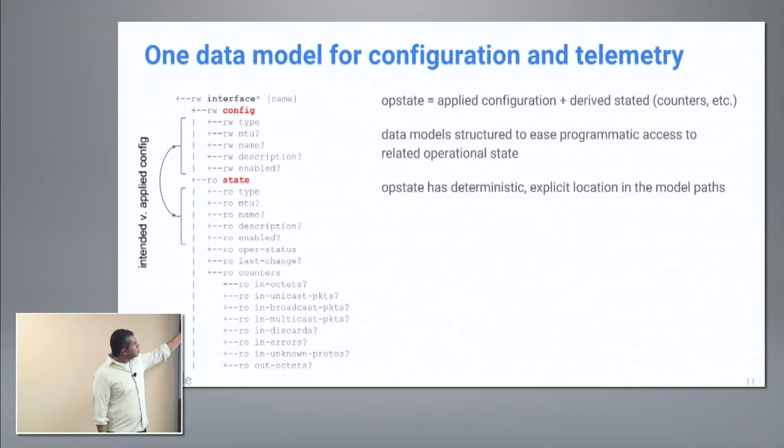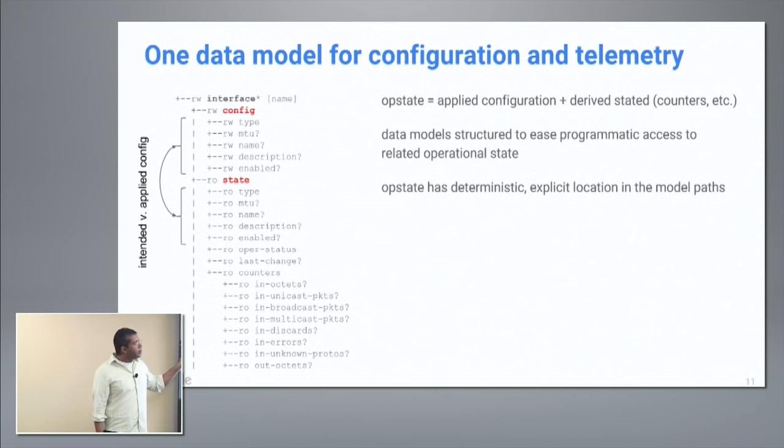And it's structured in such a way that every branch of the model has these two containers. So it's very easy to write code that can look at the operational state that corresponds to some configuration that you have for almost any place in the model. It makes it easy to write this code to relate the two, and it's got an explicit location in the data model.